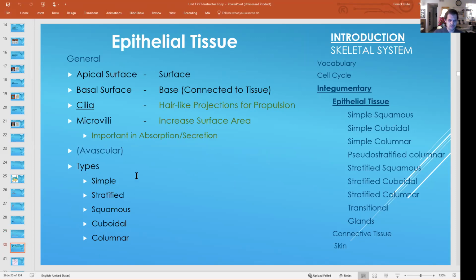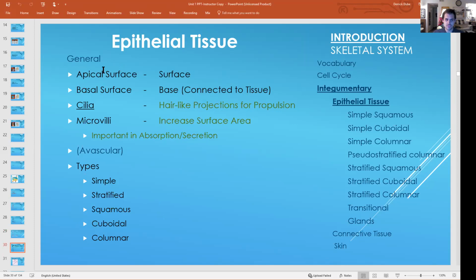So these are just some general types. You're going to be looking at simple cells. Simple means that there's just one layer. Stratified means there are multiple layers. Squamous means the cell is kind of flat. Cuboidal means it's kind of like a cube. Columnar means it's kind of rectangular and taller in shape. So if you put these together, you can know, oh, simple squamous, it's a single layer of flat cells. Stratified cuboidal is going to be multiple layers of cuboidal cells.